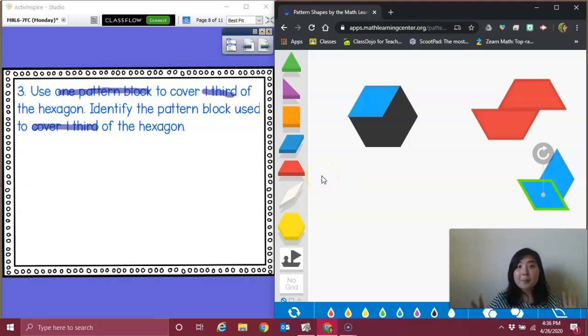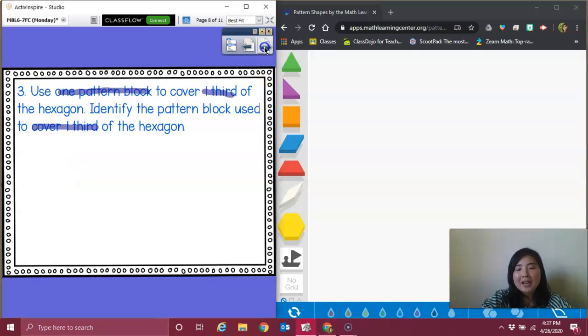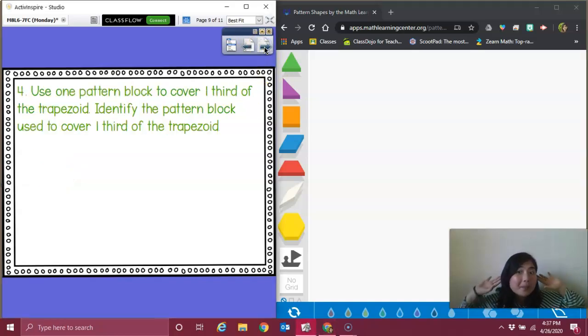So the answer to number 3 is a rhombus. The pattern block used to cover 1/3 of the hexagon is a rhombus. Now let's go ahead and go to number 4. And by the way, guys, you guys are doing such a fantastic job listening and growing that math brain.